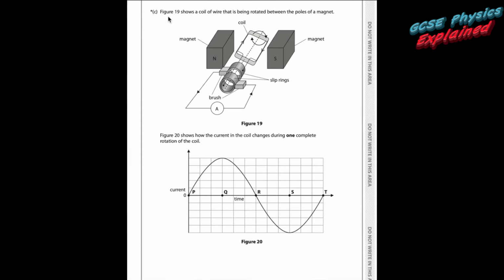Part C. Figure 19 shows a coil of wire that is being rotated between the poles of a magnet. Right, this is an alternator. You can recognise that because it's got slip rings rather than split rings. So the current goes positive and negative. So the current goes positive, then negative. Figure 20 shows how the current in the coil changes during one complete rotation of the coil.